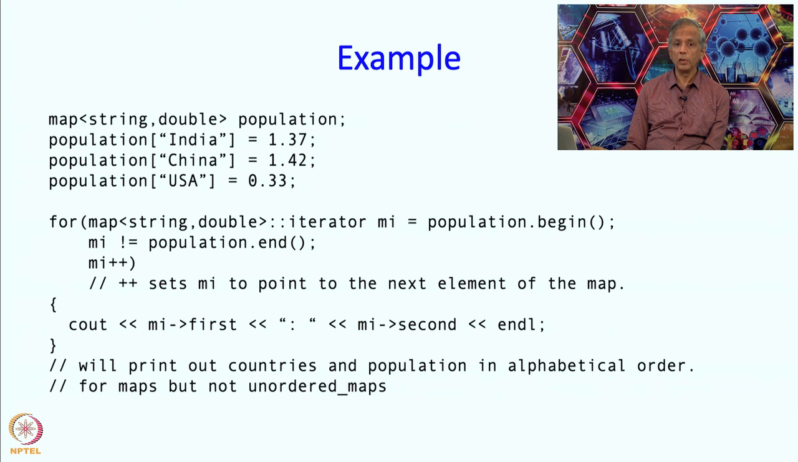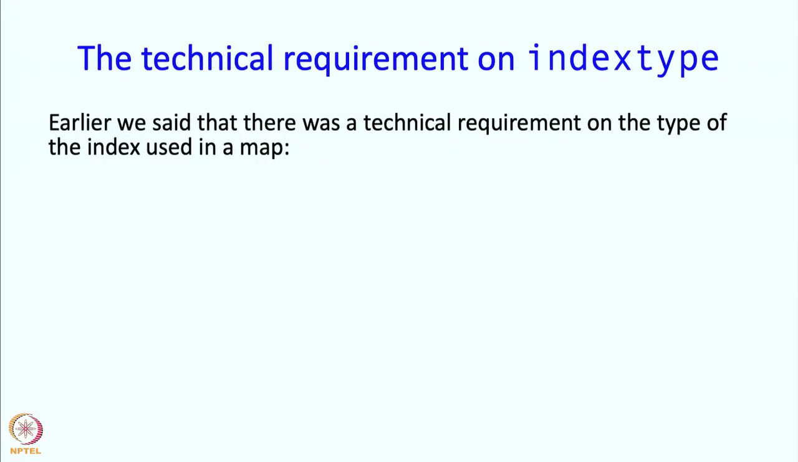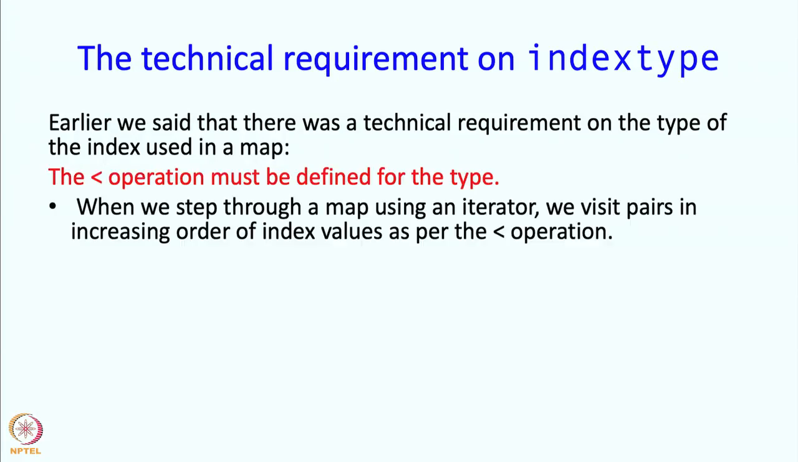This happens for maps, but not for unordered maps. As the name says, unordered maps have no order. Okay? So you will get the elements in some order, but there may be nothing interesting as far as that order is concerned. That order is something that the implementation decides. It may not even be the element that you inserted first. It could be some arbitrary order. Again, there will be reasons for why it is that order, but the reasons are not interesting from our point of view right now.